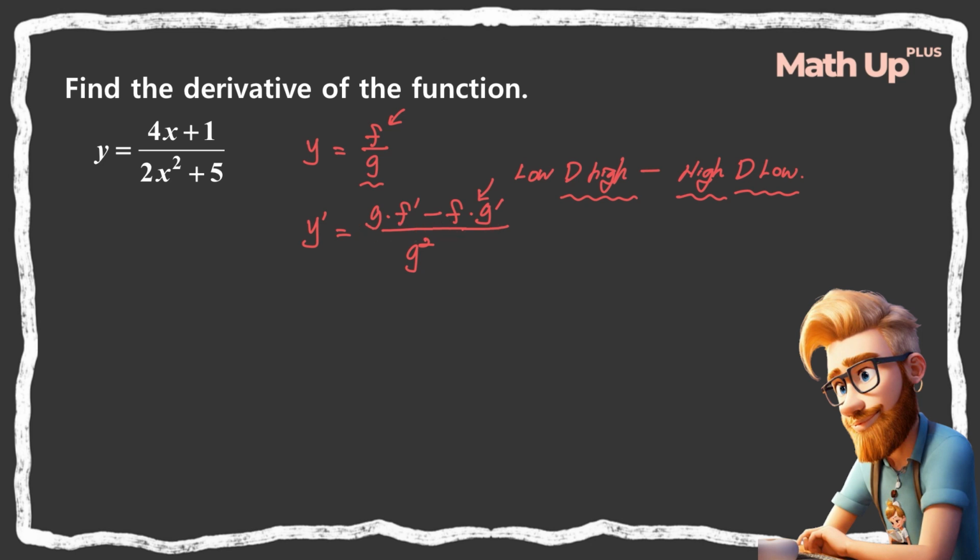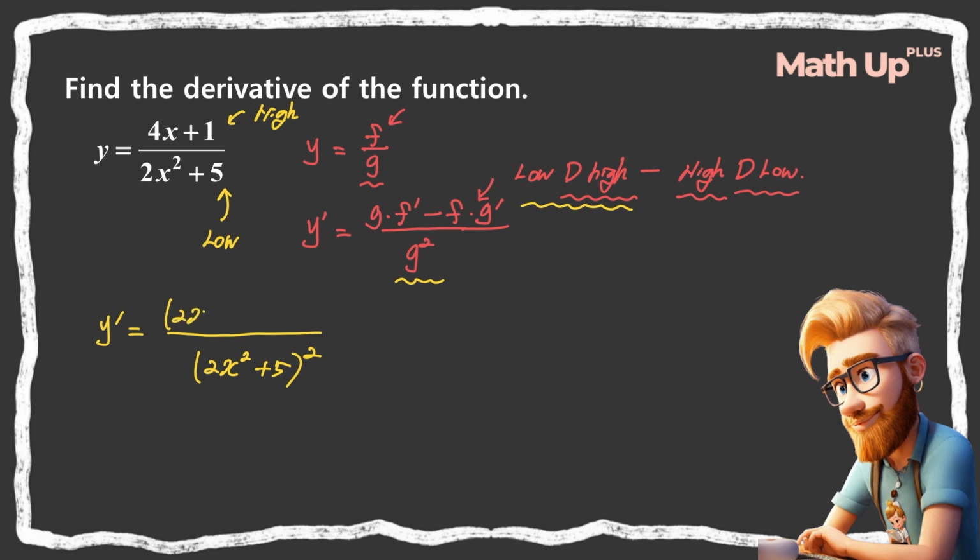Okay, so y prime is equal to, remember, the denominator is low, the numerator is high. So the formula says the square of the denominator. So 2x squared plus 5, squared. The numerator is low d high. Low is 2x squared plus 5, right? So 2x squared plus 5, low d high, the derivative of high. The derivative of 4x plus 1, that's 4.